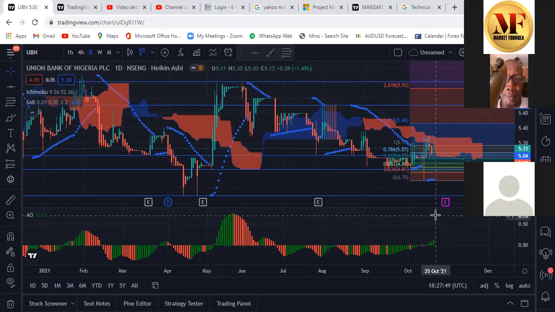Momentum is green, green, green. And everything, consolidation here. See, buy this thing. Just buy. It's a risk that you are taking, but the risk is reasonable. If you wait for it to come above the cloud, you might not get it again. You might get around 5 naira or something. But currently it's around 5 naira.